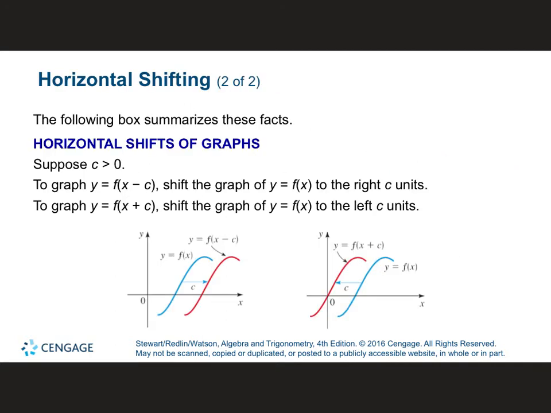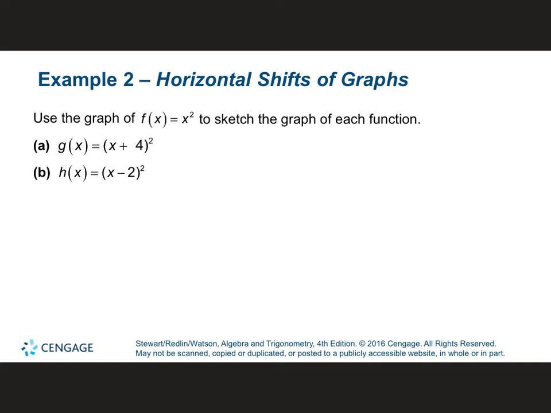The next part of these transformations is that horizontal shift, so left or right. If it's inside the parentheses and it's plus a number, you're going to be going to the left so many units. If it's a minus a number, you're going to be going to the right those many units. So if we look at example A here, we have g of x is equal to (x plus 4) squared. That plus 4 is inside the parentheses, so we're going to think opposite. What's the opposite of a positive 4? A negative 4. Negatives on the number line go to the left, so this is going left 4 units.